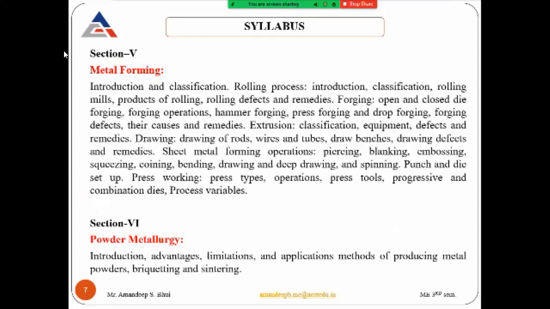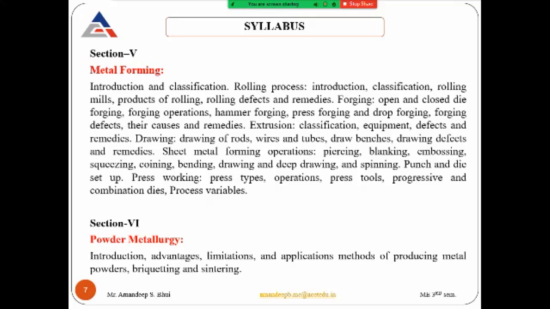Chapter number 5 is your metal forming, in which we form the metal into different shapes and sizes. Okay, in that the rolling process is there, forging is there. So in forging, hammer forging, press forging and drop forging are there. So we will be studying about the rolling process, forging process, extrusion, drawing, punching, okay, so press working. All these processes we will be studying. What are the various applications, effects, what are the remedies? So all these things we will be studying in chapter number 5, that is metal forming.